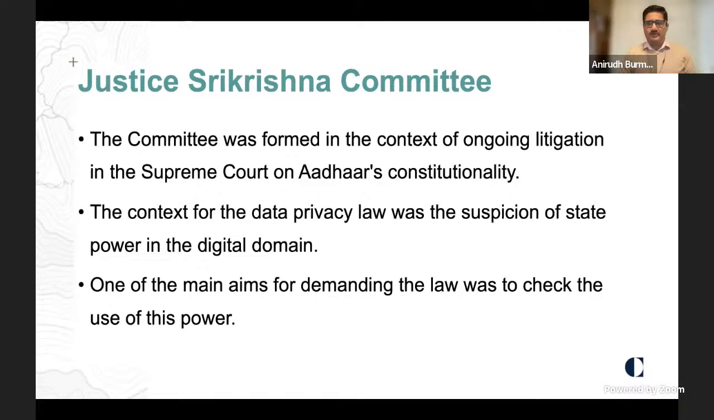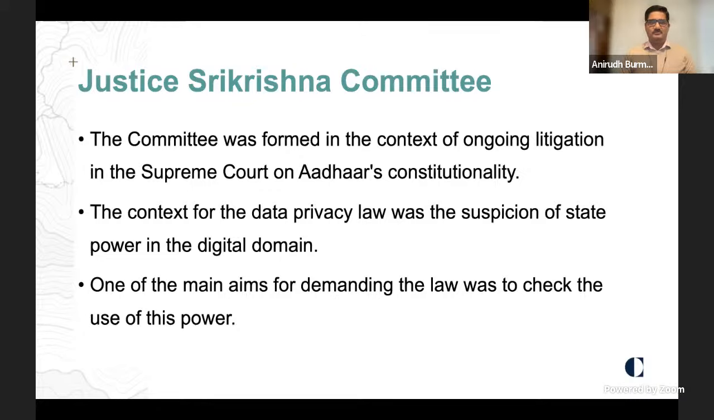So just to give a bit of background on how things have changed, when the Sri Krishna Committee was constituted, the larger context of this idea of privacy and data protection was around the issue of Aadhaar and the use of Aadhaar for social welfare purposes, but also other purposes like national security and so on. And the fear was that Aadhaar's use would become so ubiquitous that it would become very easy for the state to misuse Aadhaar or the data collected by the use of Aadhaar. And that formed a large part of this discussion and debate around the right to privacy.